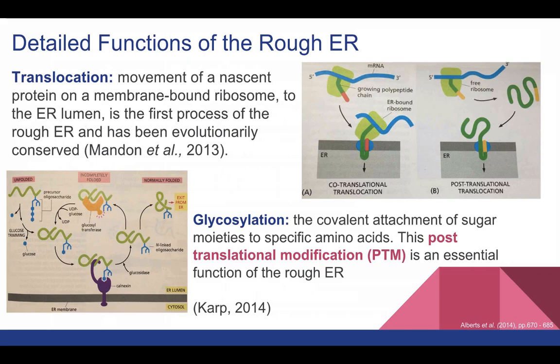Another function of the rough ER is the glycosylation of proteins. Most proteins synthesized in the rough ER are glycosylated by the addition of an N-linked oligosaccharide. Approximately 50% of proteins processed by the endoplasmic reticulum are glycoproteins that are modified in this way. The most common form of protein glycosylation in the ER is where a 14 sugar molecule called a precursor polysaccharide is transferred onto the protein. The precursor polysaccharide consists of N-acetylglucosamine, mannose, and glucose.